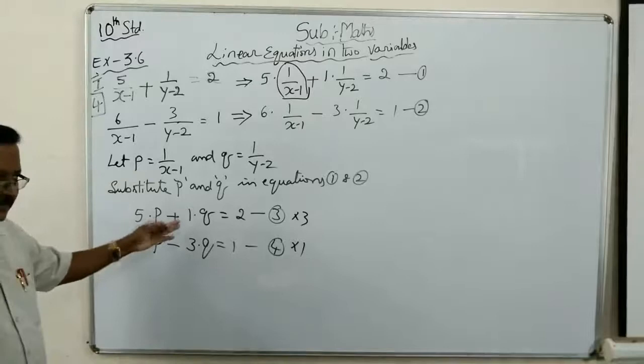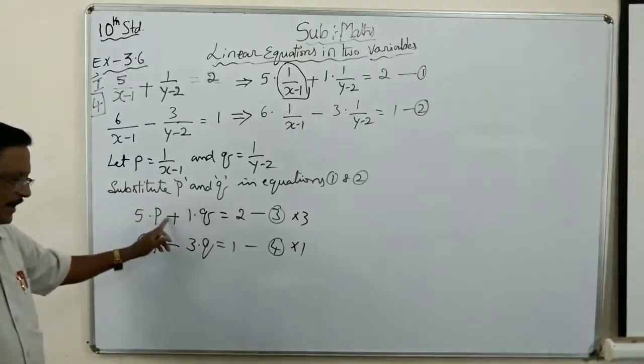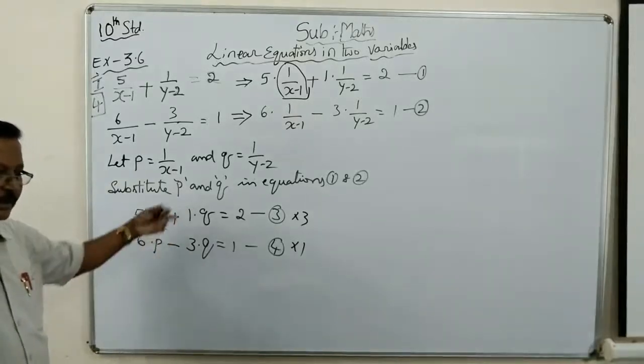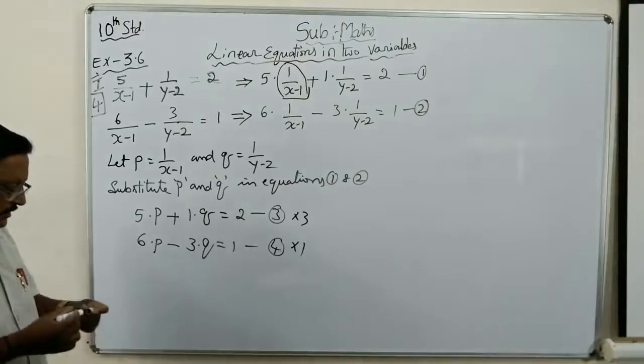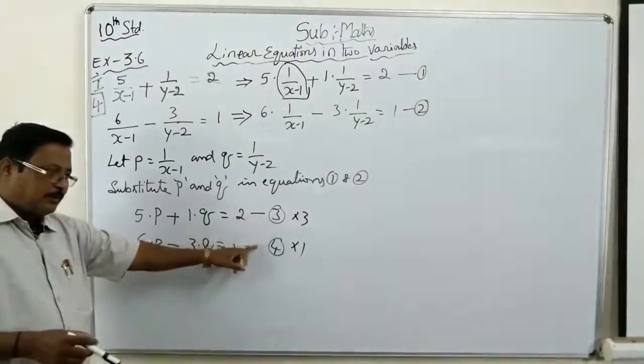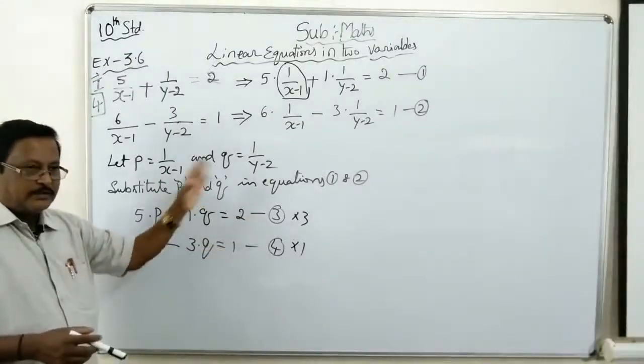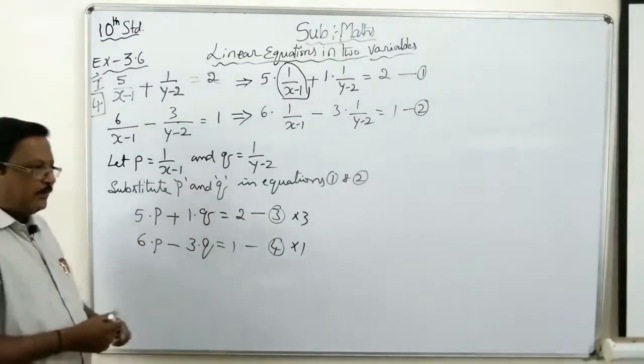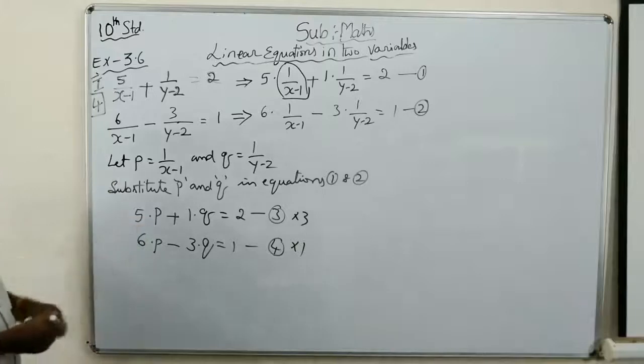Next you will get the q coefficients the same. Here there is a plus sign, here there is a minus sign, so directly you add. Then you will get the p value. Next substitute the p value in the third or fourth equation, you will get the q value. After getting the p and q values, next you calculate here.